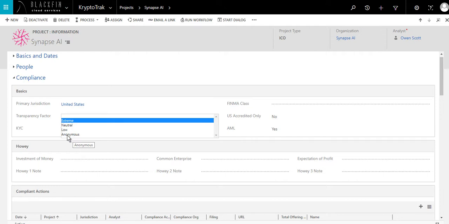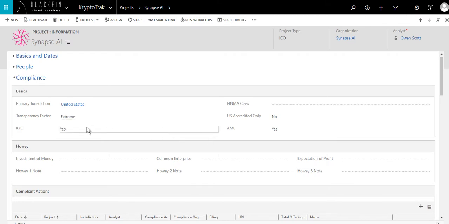So we really want to go here from anonymous, low, neutral, and extreme. And extreme, to me, is just somebody who is available. You can contact them directly. You can chat with them and they will respond in Telegram or Discord. They're all over the place in terms of writing and speaking. That's what I call extreme transparency. And that's who these people are. So they get an extreme here.